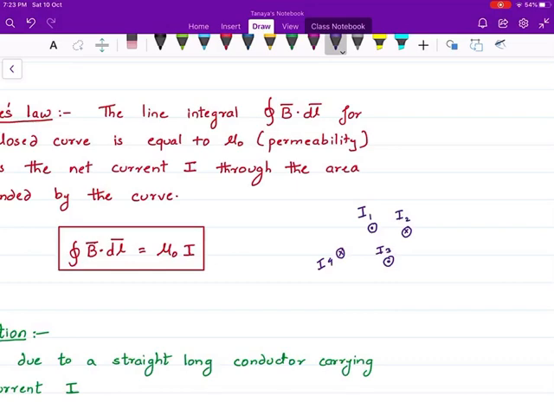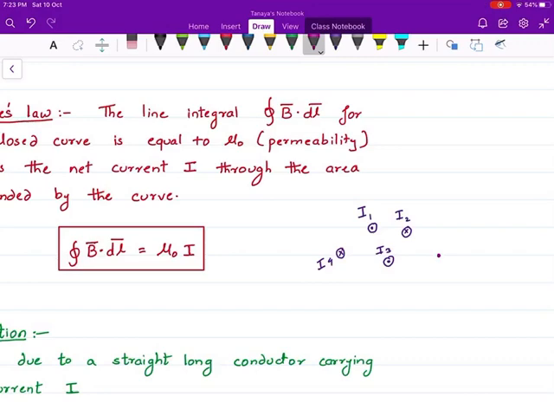Okay. Now I want to find out the magnetic field intensity due to the currents I1, I2 and I3 only. I do not want current I4. I want to find the magnetic field intensity at a given point, say this, due to the currents I1, I2 and I3.